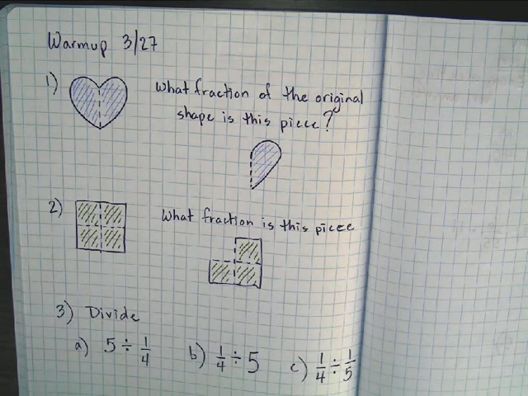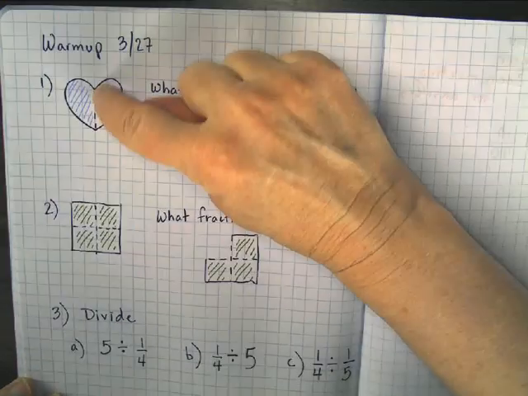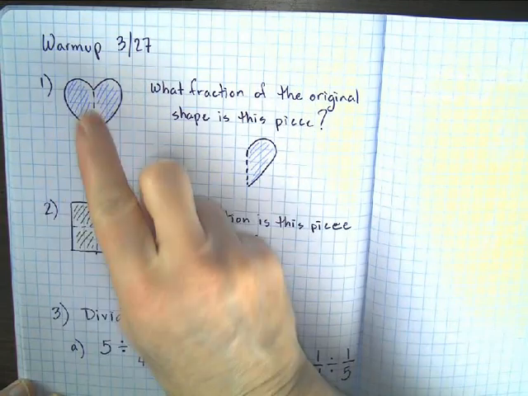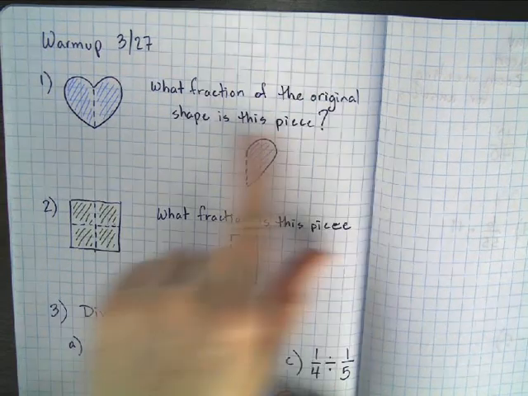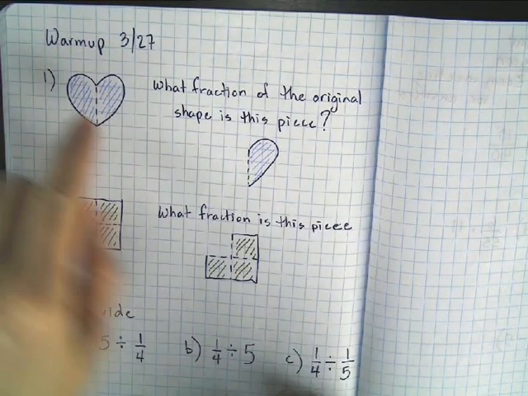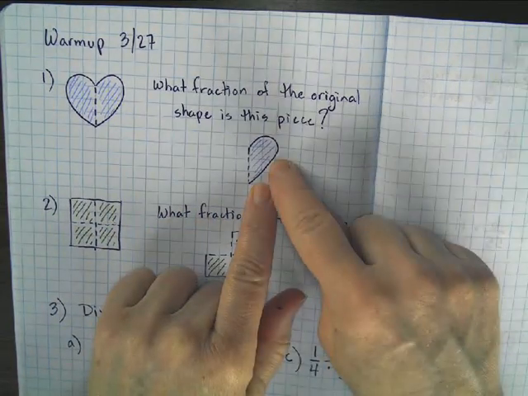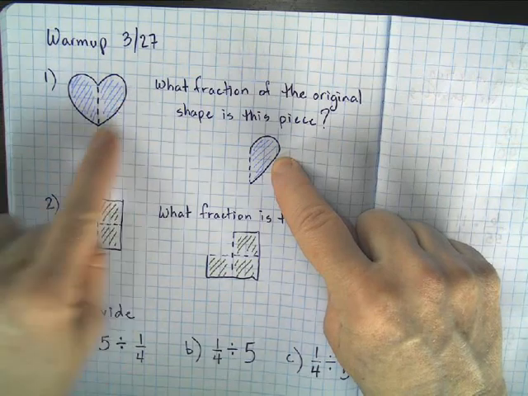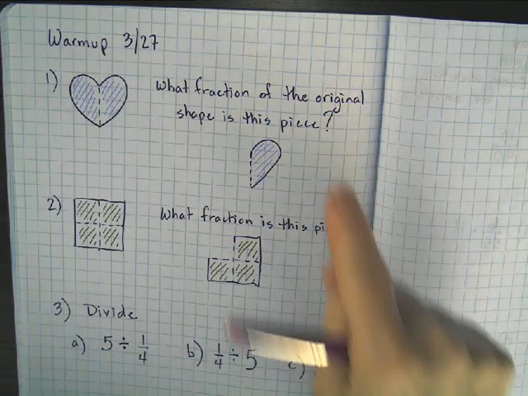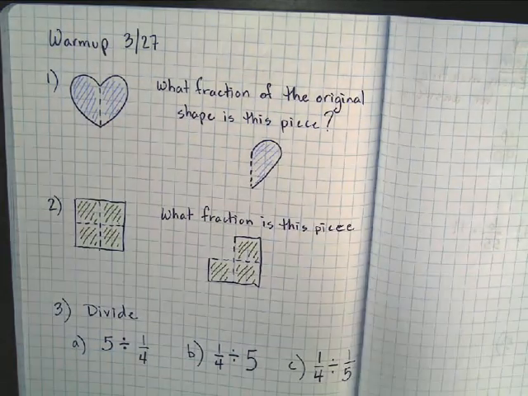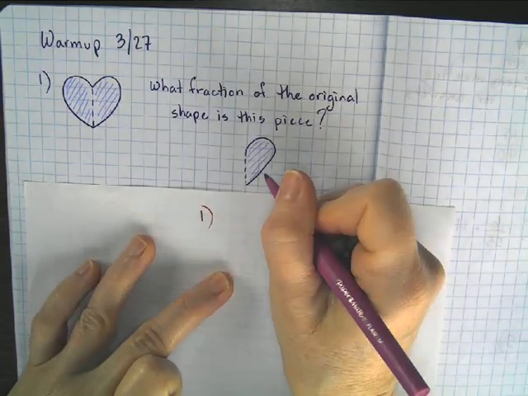Okay, so today's warm-up. I have a picture and it's been cut into 2 pieces. So what fraction of the original shape is this piece right here? What part is it of this? So this is like the problems on math space. So on math space you have problems just like this. And so what is the answer here? This piece right here, how much of it is this, of this?